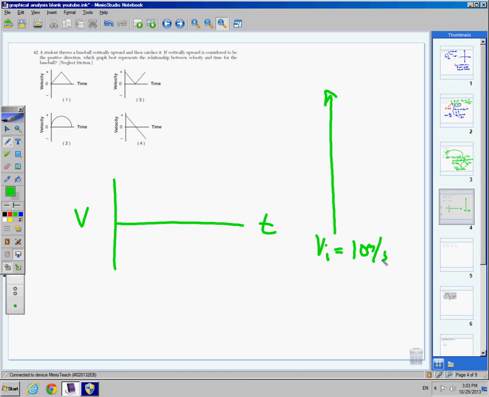It could be 1. It could be any number greater than 0. It comes up, and the final velocity I know is 0. At that point, it stops and then changes direction and comes back down. Therefore, my initial velocity on the other side is 0 meters per second, and when it comes back down, it should be at negative 10 meters per second.